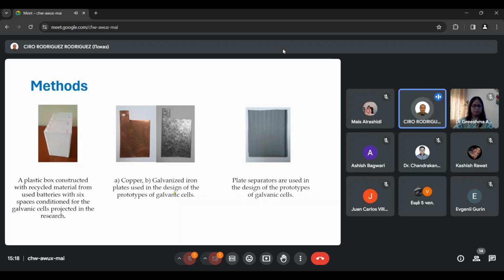So we used these plates, the copper and galvanized iron plates, to put inside this plastic box. Okay, and we also used plate separators in the design of this prototype.